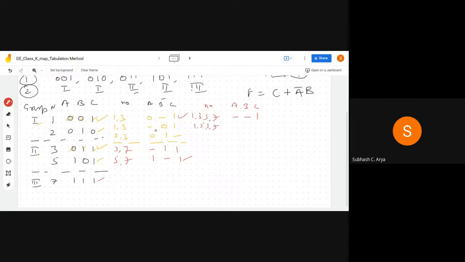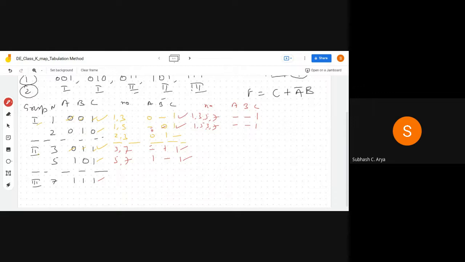So we can write here dash, dash, 0, 1. So it will be dash, 1, 1. So it will be 1. So this and this means 1, 5, 3, 7 has been compared. Now the next one, 1, 5, 5, 7 is comparable.